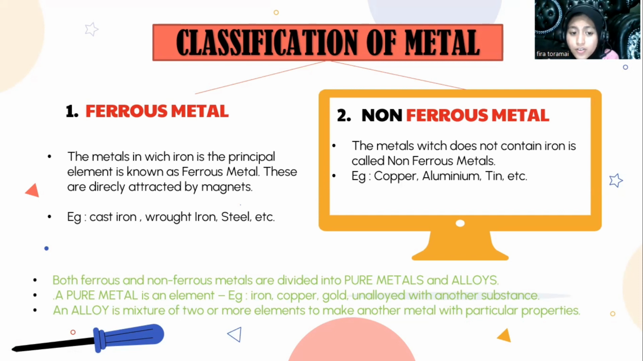Both ferrous and non-ferrous metals are divided into pure metals and alloys. A pure metal is an element like iron, like gold, and so on. An alloy is a mixture of two or more elements to make another metal with particular properties.